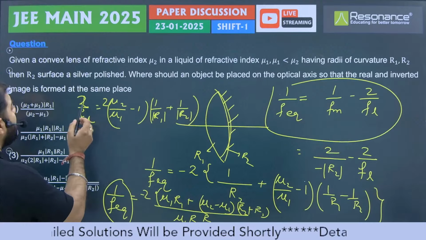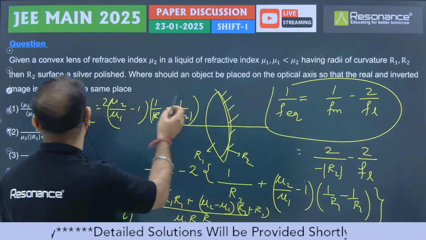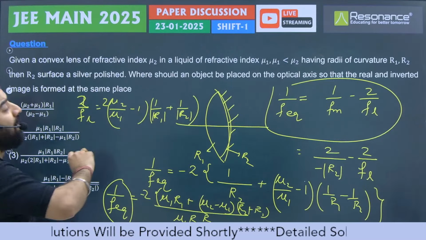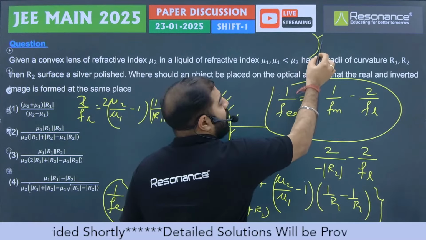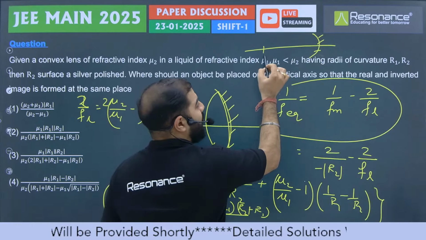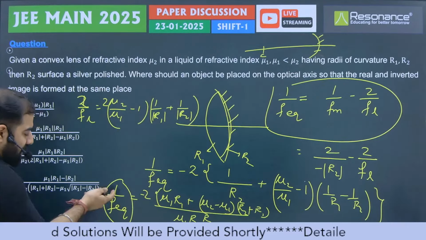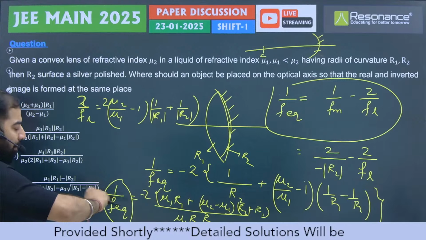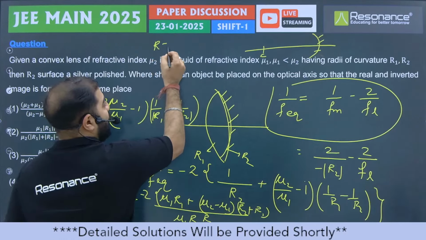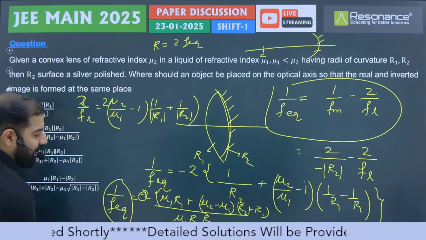We want to know where an object should be placed on the optical axis so that the real and inverted image forms at the same place. It means that equivalently it's a mirror. We have to keep the object at the center of curvature so the image forms at the same place. So once we know this, focal equivalent doubled is the radius. So radius will be 2 times F equivalent. When we do that, 2 will be cancelled. This minus sign is for the direction.